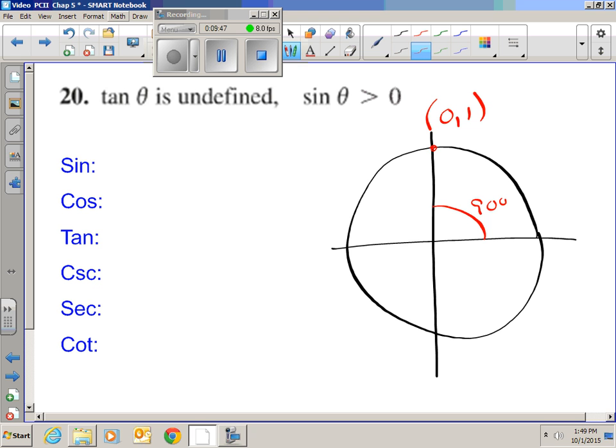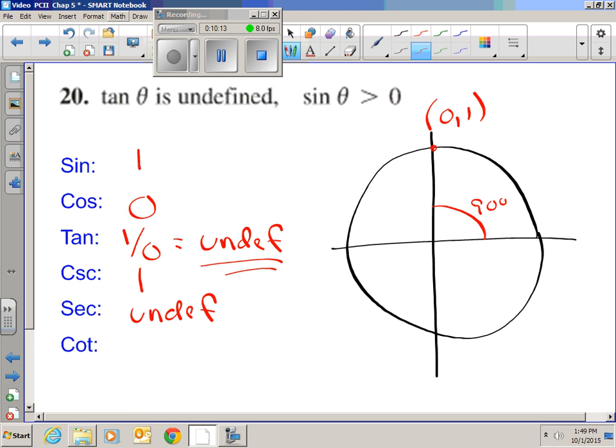So now I know my sine is my y, which is 1. My cosine is my x, which is 0. My tan is going to be 1 over 0, which is undefined. My cosecant is the reciprocal of 1, which is 1. My secant is the reciprocal of 0, which is undefined. And my cotan is the reciprocal of undefined, or 0 over 1, which of course is 0. Okay? There we go for that one.